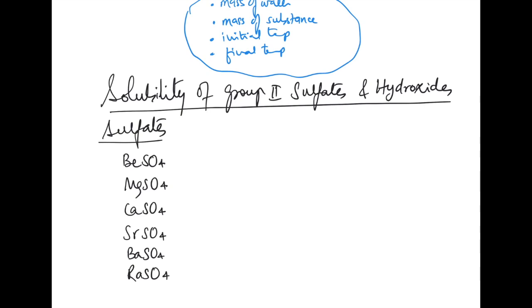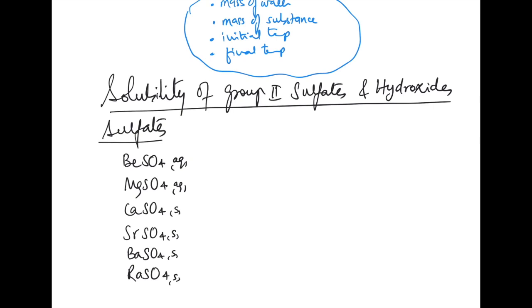So remember that barium sulfate is aqueous. This is aqueous. Now solid, solid, solid, solid. So basically, can you see that down the group, solubility of sulfates is decreasing. Now, why is it decreasing? So let's see the concept.